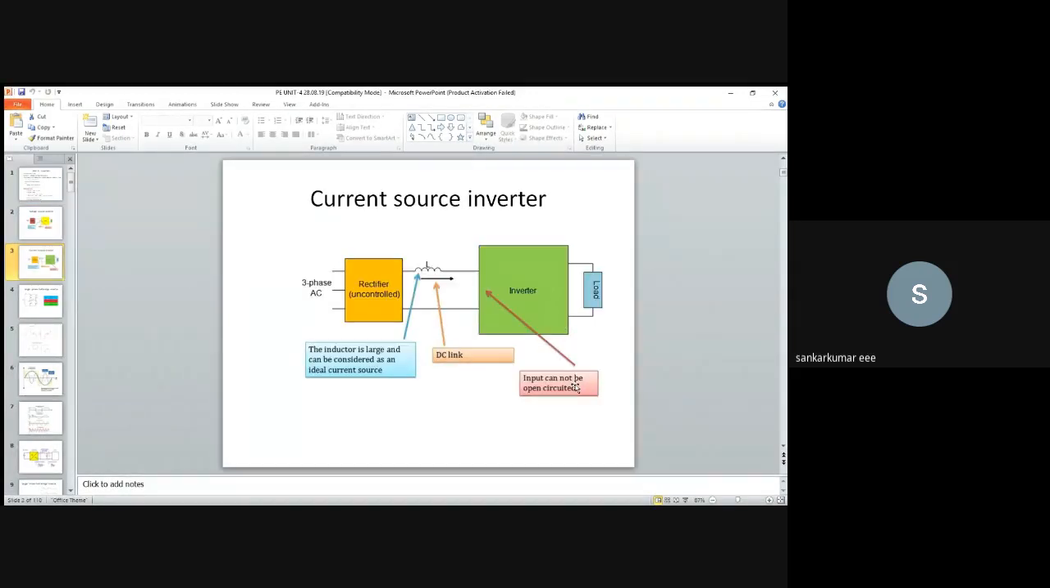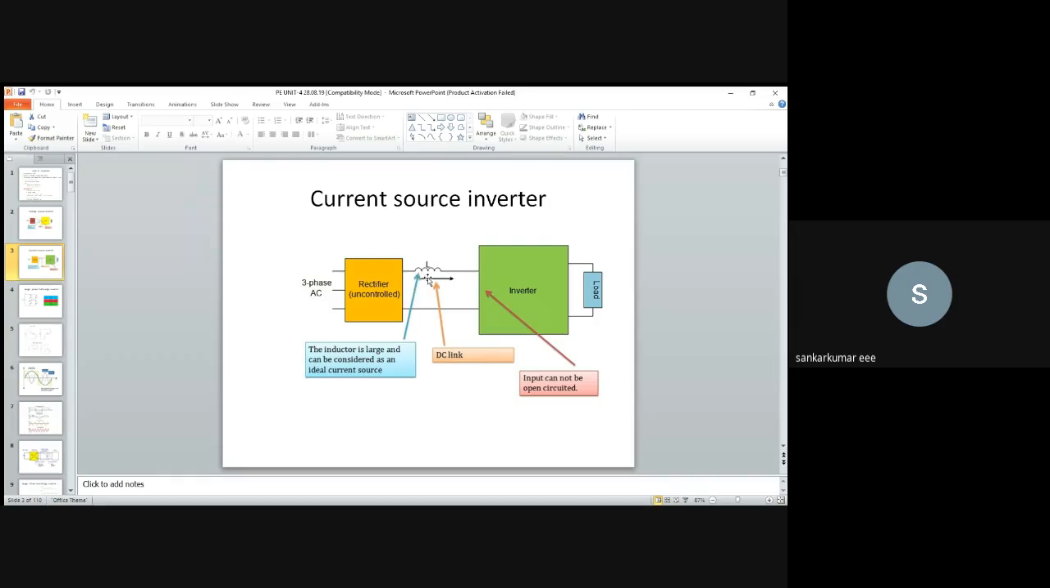And the next one will be current source inverters. Here we do not have that capacitor, since the input of the inverter is a constant current source. For a constant current source, we connect a large inductance in the DC link. Here also we have a three-phase uncontrolled rectifier that converts AC to DC, and this is the DC link. In this DC link, we have a large inductance.